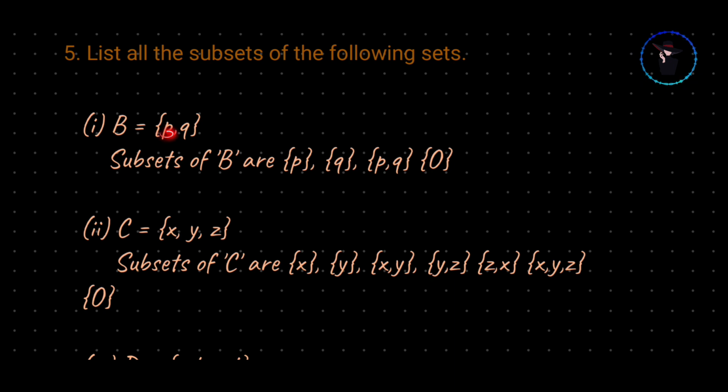Question. List the subsets of the following. We have B is equals to Q and P. So what could be subsets? We have P, Q, P and Q and a null set. These are the subsets, right? Then X, Y and Z. So what could be the subsets? We have single X, single Y, single Z, which I missed to write. Then X and Y, Y and Z, Z and X, and X, Y, Z, and again null set are the subsets.